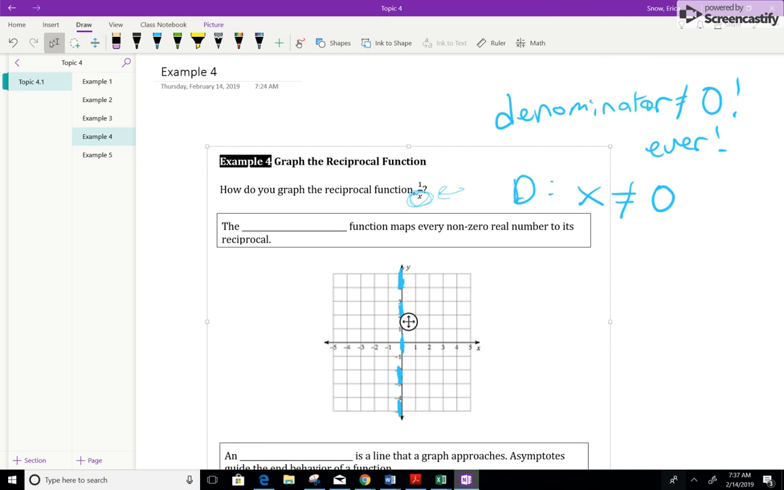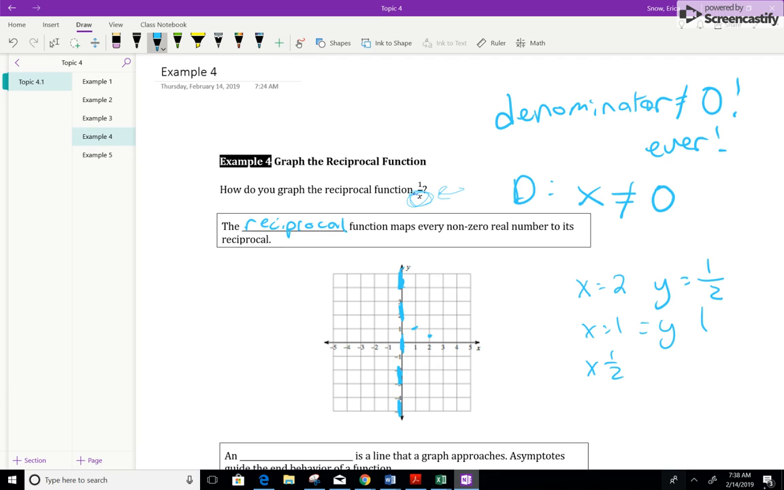This is called the reciprocal function, and it maps every x to its reciprocal. If x equals 2, then y is going to be 1/2. If x is 1, then y is 1. If x is 1/2, the reciprocal of 1/2 is 2. So we're up here. Then this function looks like this.